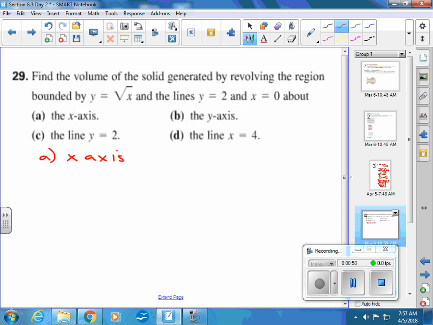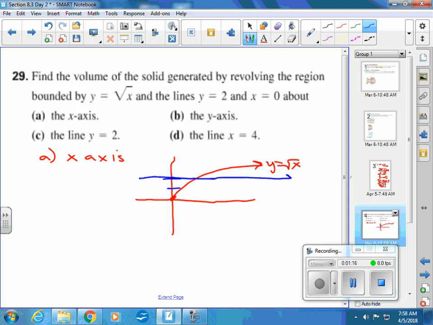So this is like yesterday's. They give us the equation y equals the square root of x. Of course, that starts here at 0 and kind of goes bloop, up like this. Then we have the line y equals 2. Well, that's a horizontal line that goes right here where y is 2. And then they said, and x equals 0 as well. X equals 0 happens to be this vertical line right here.